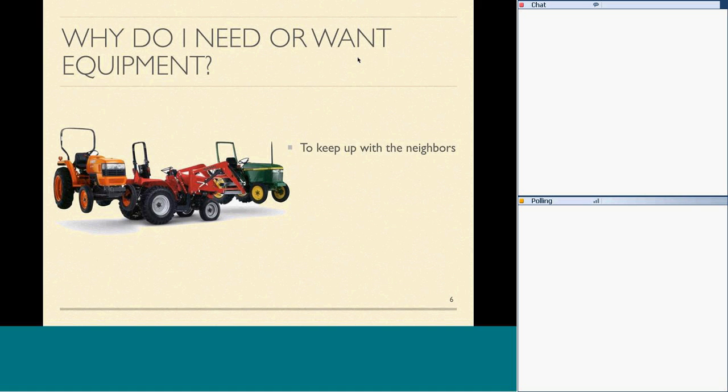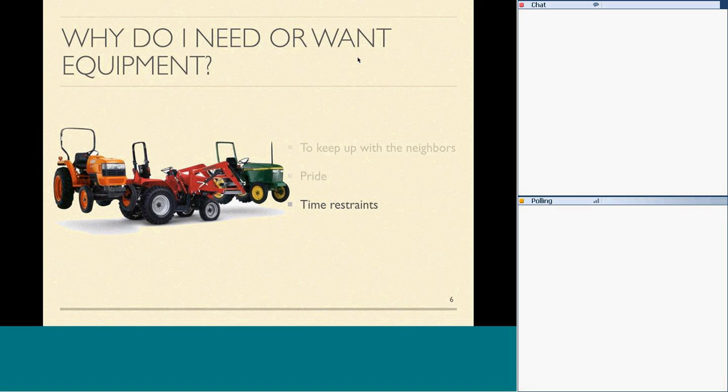So, why do I need or want equipment? The first 2 points I have here are more of the wants. Do we want equipment just to keep up with our neighbors, or do we have a certain level of pride? You want a certain color or brand of equipment. And then we need to talk about more of the needs. Do I need equipment because I have time constraints or restraints in my operation? Do I have just a narrow window when I can do things? So I need a mechanized process to assist me.